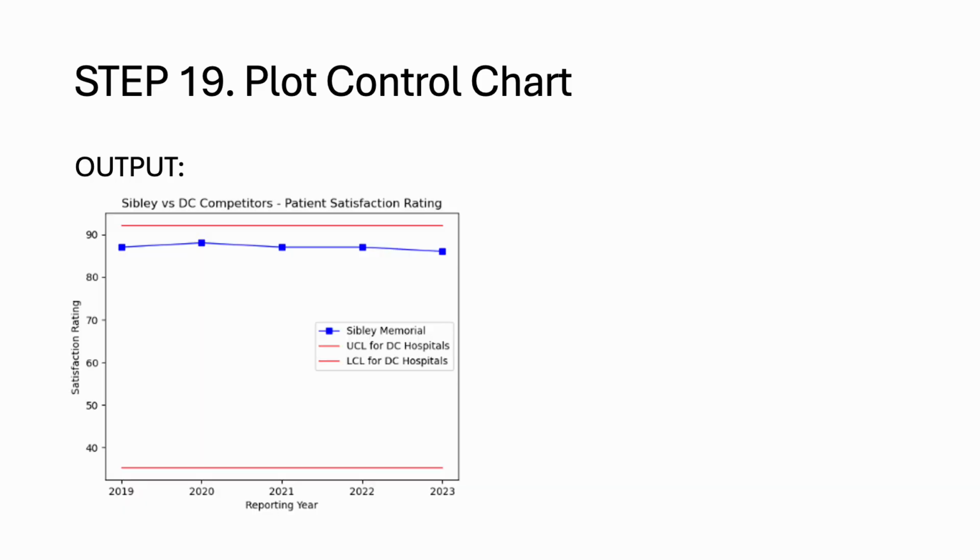This final chart is the key result. If Sibley's points are consistently above the DC competitor mean and approach or exceed the upper control limit, that suggests Sibley is performing better than expected compared to DC variation. And if Sibley stays within the control limits, then differences are likely within normal variation, meaning Sibley is comparable to its competitors rather than clearly better or worse.